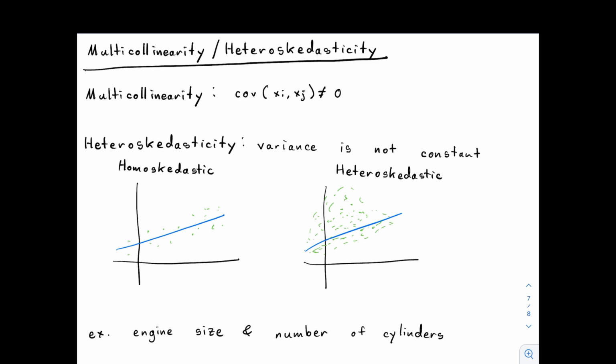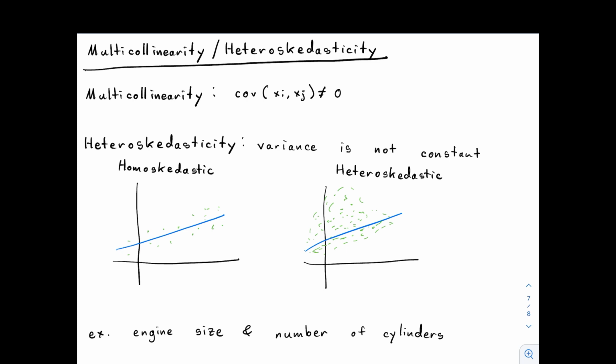The other idea I want to bring up is heteroscedasticity, and that's pretty much the variance being non-constant. So in terms of a visual interpretation, if we look at the sketch on the left, where we have a homoscedastic scenario, if we think about the green dots as being our data points, they are all a fairly consistent distance away from our blue line, which is representative of our model in this case.